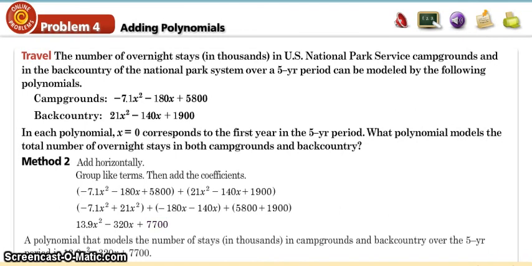A polynomial that models the number of stays in thousands in campgrounds and backcountry over the 5-year period is 13 9/10 times x squared minus 320 times x plus 7,700. We will go over more of these once you return to class, but make sure you know the two different methods for adding or subtracting polynomials.